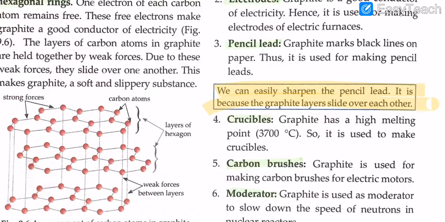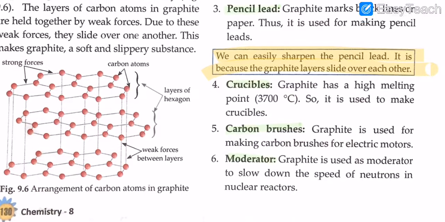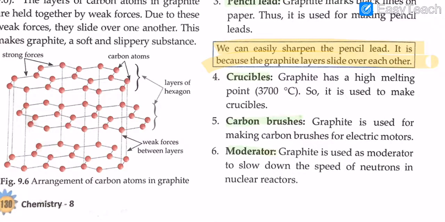Then crucibles. Graphite has a high melting point of 3700 degrees Celsius, and so it is used to make crucibles. If I'm not pronouncing it right, I'm really sorry. Then carbon brushes. Graphite is used for making carbon brushes for electric motors, and last and final, as a moderator, as graphite is used as a moderator to slow down the speed of neutrons in nuclear reactors.